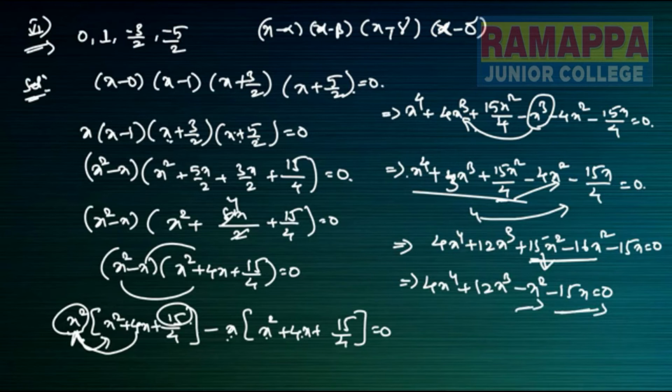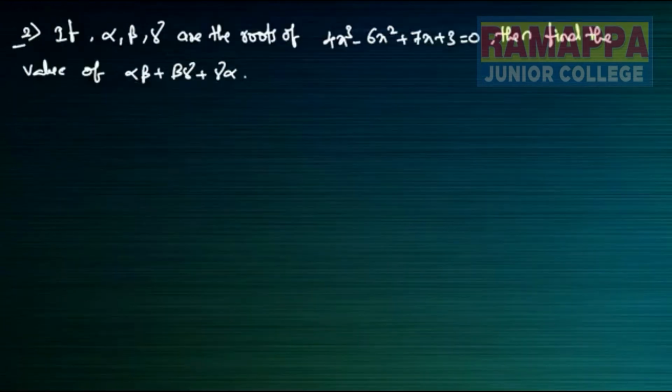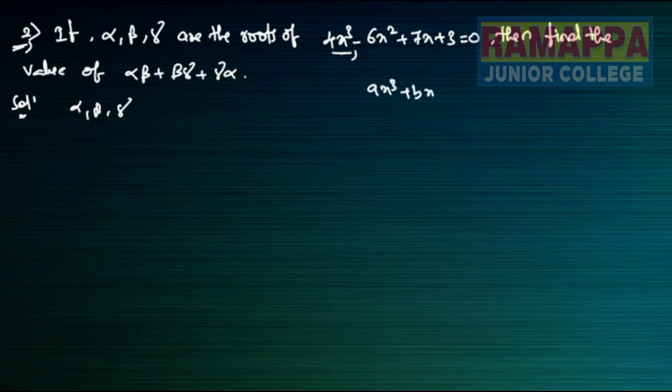Now moving to the next question, the second one. Now the second question is given here. So alpha, beta, gamma are the roots of this given equation. He is saying to find the values of this one. So we'll think that this is ax cube plus bx square plus cx plus 3 is equal to 0.